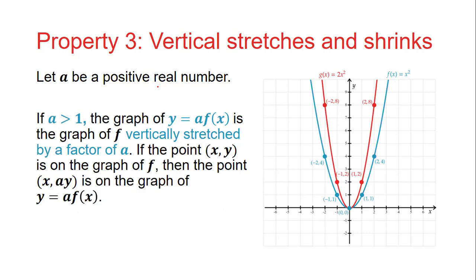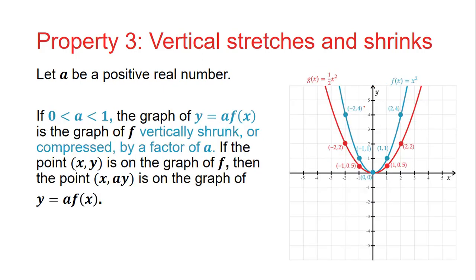So we'll just summarize these two effects in a property. Property 3 is for vertical stretches and shrinks. So when a is a positive real number greater than 1, the graph of y equals a times f of x is the graph of f vertically stretched by a factor of a. And so if the point (x, y) is on the graph of f, then the point (x, a times y) is on the graph of y equals a times f of x, right? We just talked about that in the graph of y equals 2x squared. (2, 4) was on the original graph, but (2, 8), which is really 2 times 4, is on the transformed graph.